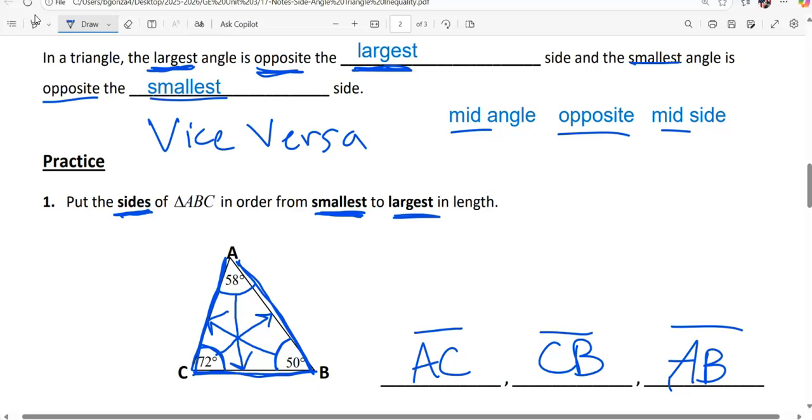We've named all three sides in order from smallest to largest because the smallest side's across from the smallest angle, the middlest is across from the middlest, and the largest is across from the largest. Cool? And I'm making up that word middlest. That doesn't actually exist. I'm just being a little silly there.